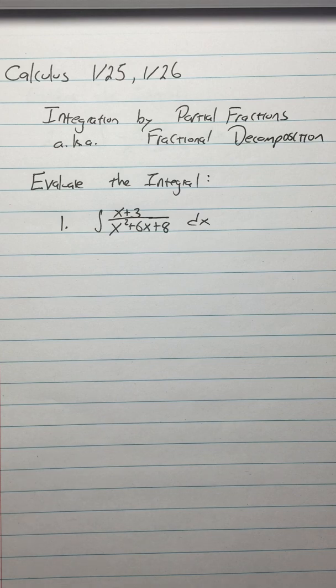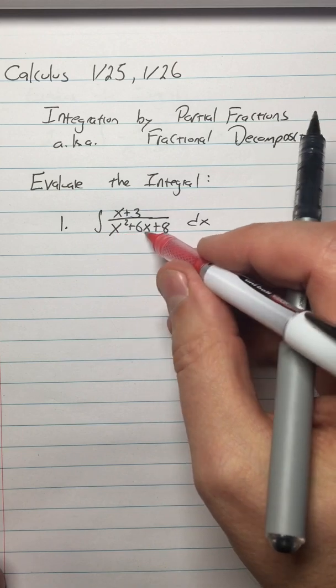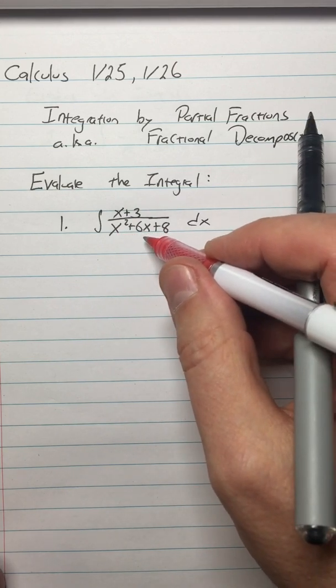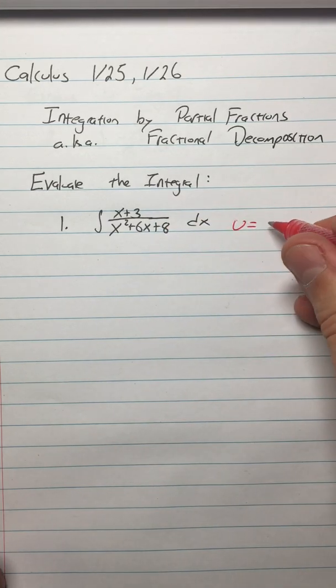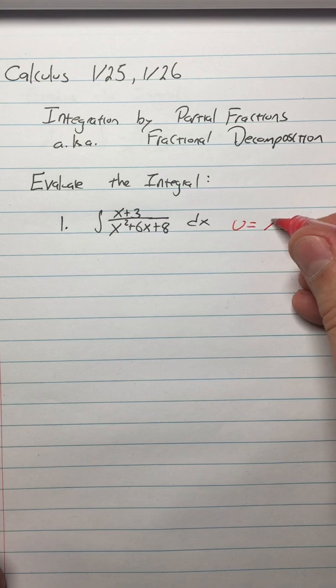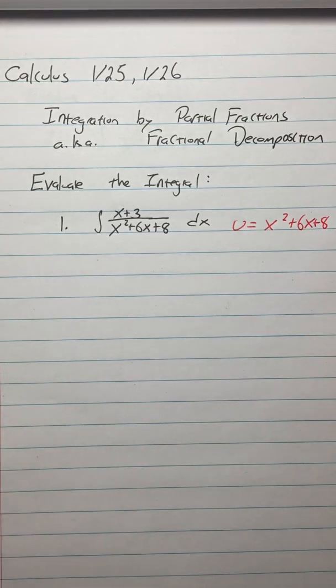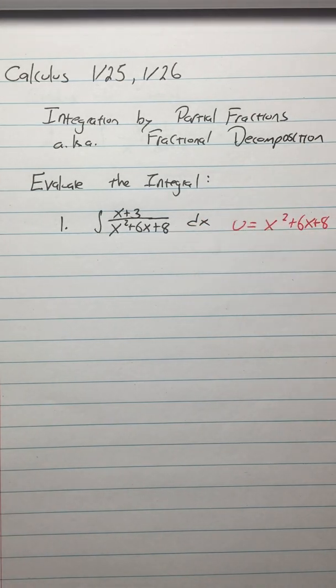All right, so on this one, hopefully you've done it, and what you noticed is that the derivative of x squared plus 6x plus 8 is 2x plus 6, which is twice as much as that x plus 3 in the numerator. So this is a classic u substitution. We do a u sub for the denominator. Now, this is a rational expression, and the first technique that you have for integrating rational expressions is doing a u sub with the denominator.